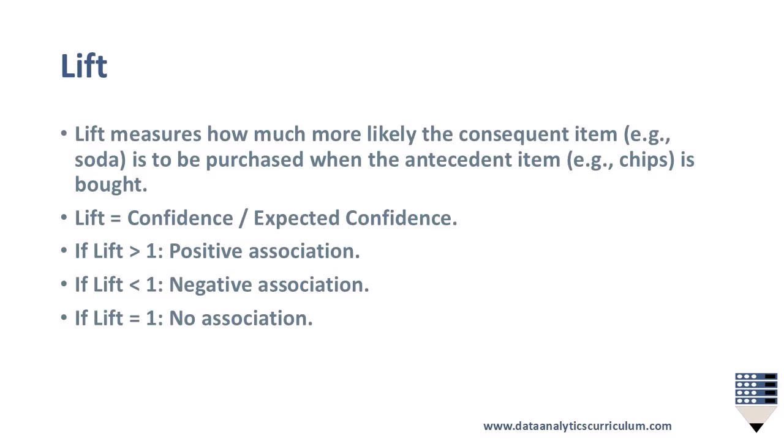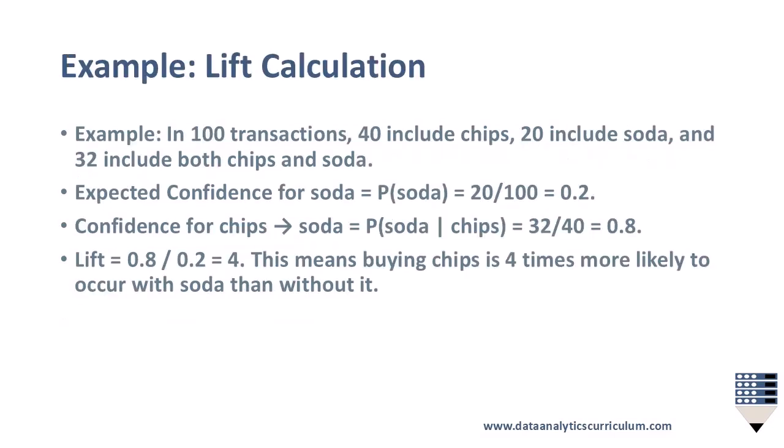If lift is greater than 1, it means there's a positive association. The items occur together more often than expected. If lift is less than 1, it indicates a negative association. The items occur together less often than expected. And if lift equals 1, there's no association. Buying one item has no effect on the other.